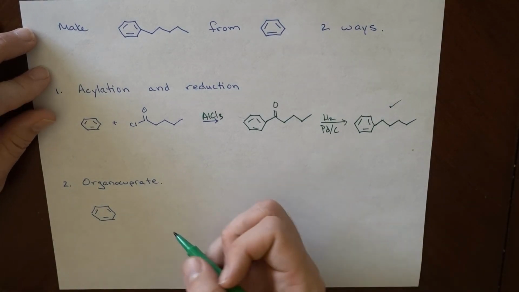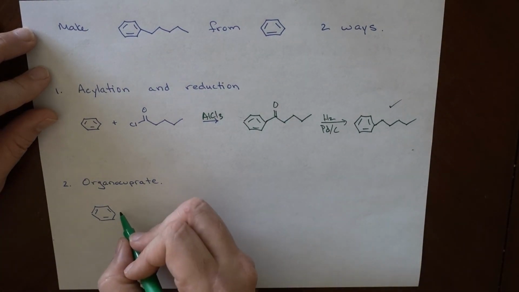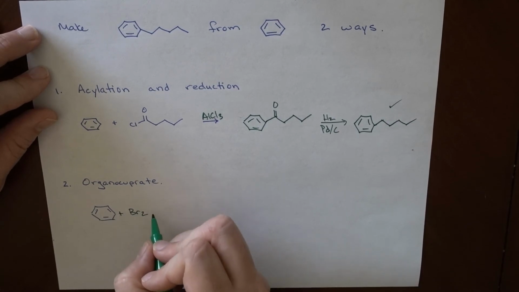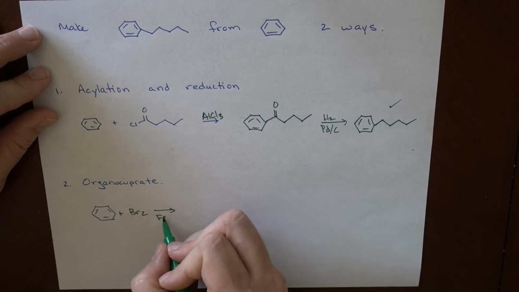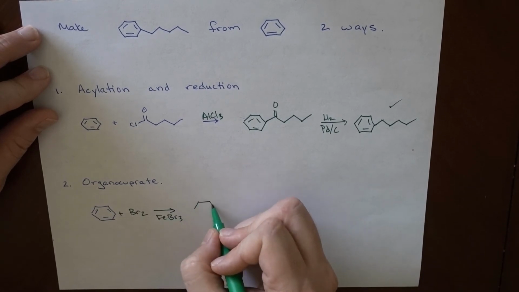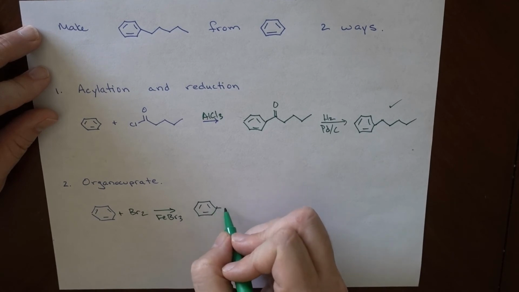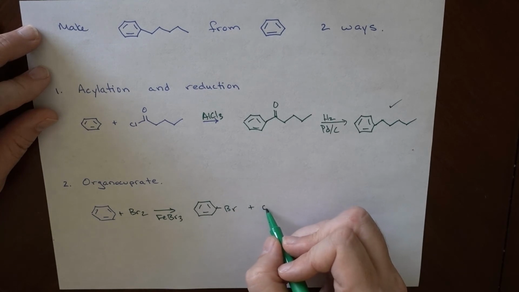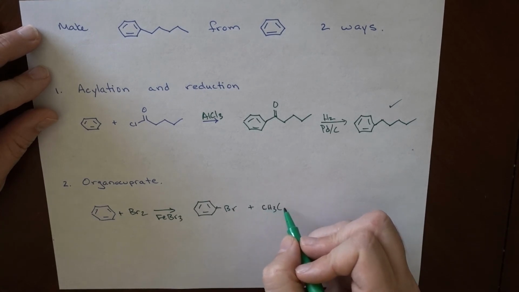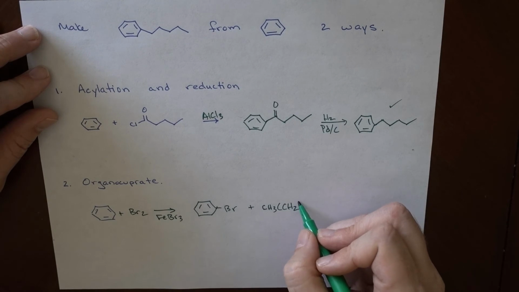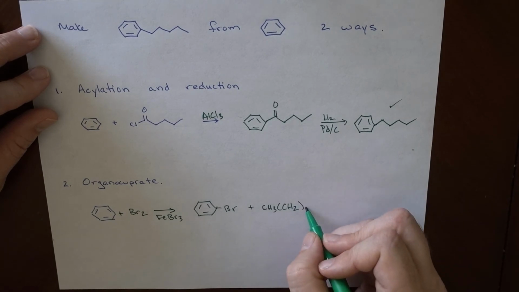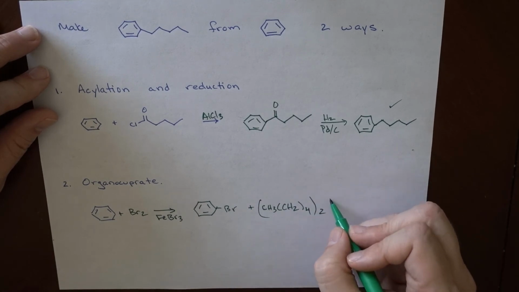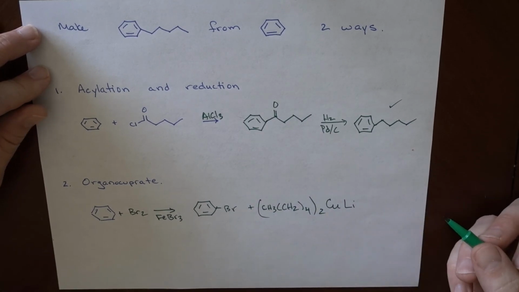And the other is we can do an organocuprate. So that means that we would brominate this. So this would be plus Br2 in the presence of iron bromide. Okay, so we got this going on. And then to that, we would end up adding CH3, CH2, I think that's 4, 5 carbons, and then we'd want 2 of these whole things on this organocuprate.